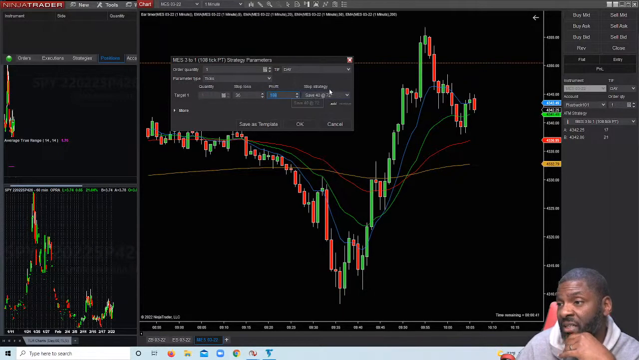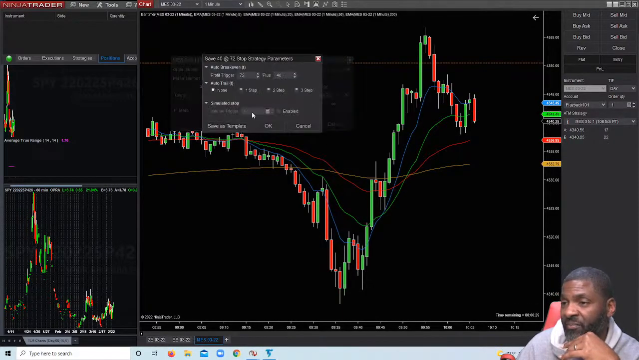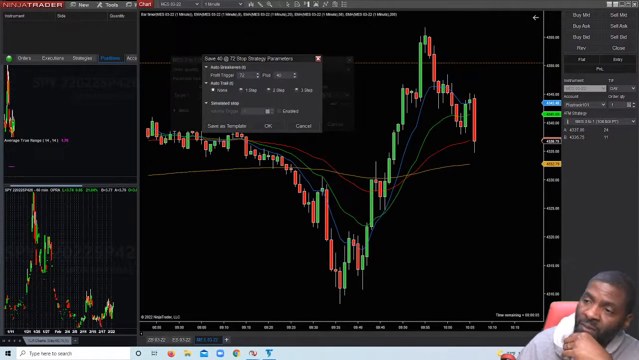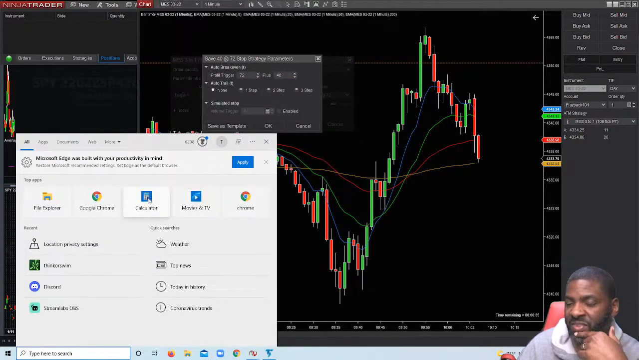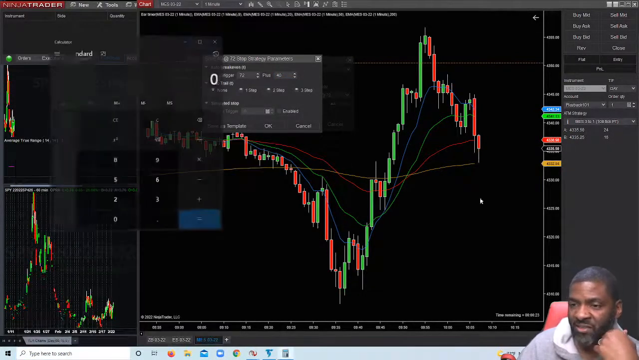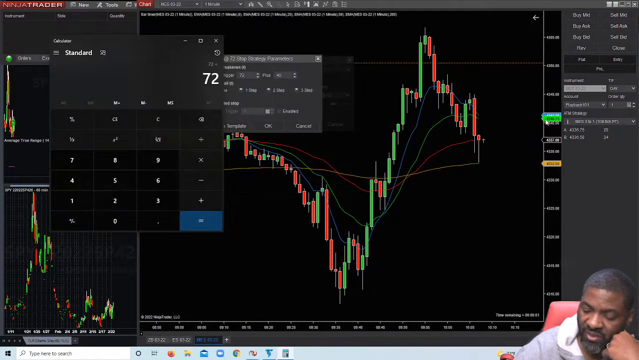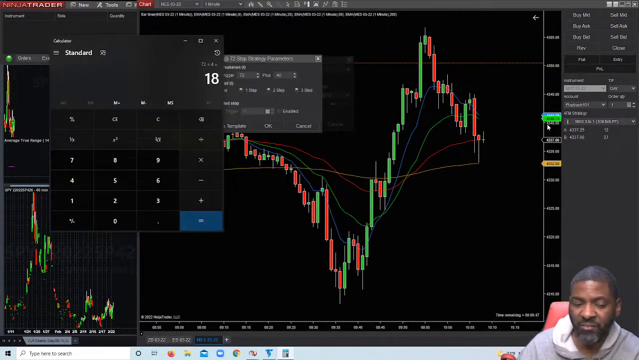And then the stop strategy right here. Once it gets 72 ticks in profit, it says save 40 ticks. So that's 10 points. It's saying save 10 points once it gets up 18 points, which is 72 divided by 4.